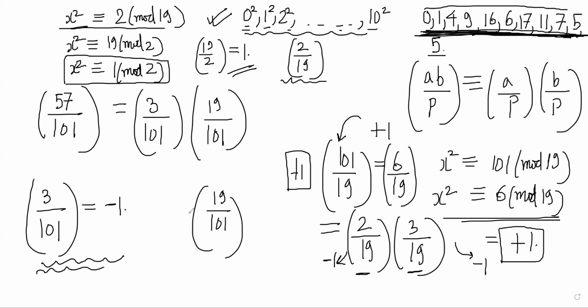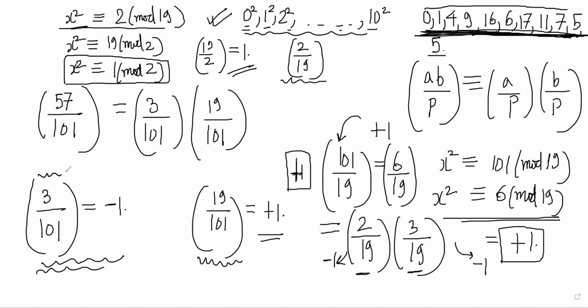Now think about what is (19/101). Notice that 19 is of the form 4k+3, but 101 is of the form 4k+1. So if one of the primes P and Q was of the form 4k+1, what did we conclude? That means the RHS is even in that case, and therefore both the symbols (P/Q) and (Q/P) have to have the same sign. So if (101/19) is +1, then (19/101) is also +1.